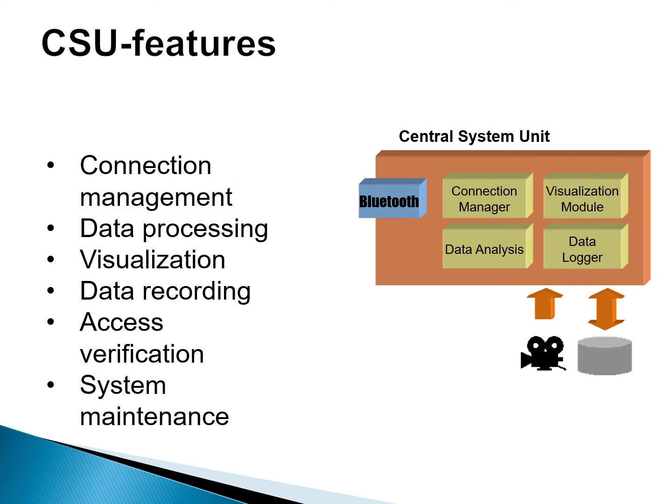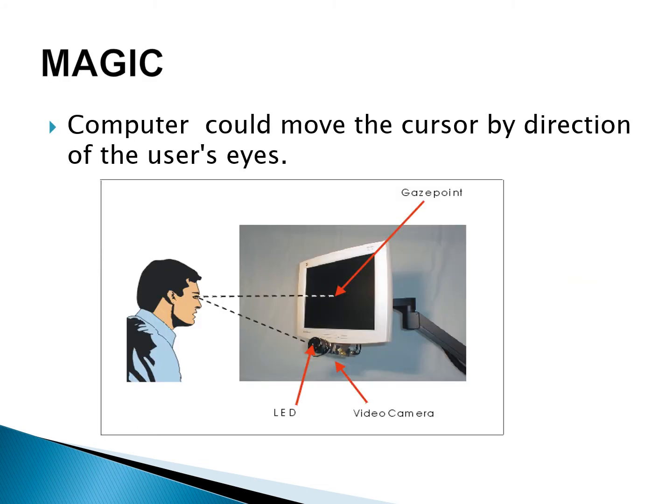Next is CSU features. The central system unit consists of a connection manager, visualization module, data analysis and data logger. The main features of the CSU are connection management, data processing, visualization, data recording, access verification and system maintenance. Next is MAGIC. The computer could move the cursor by the direction of the user's eye. As you can see in the figure, with the movement of the user's eye, the computer cursor will move. There is an LED and a video camera, and the gaze point is there.